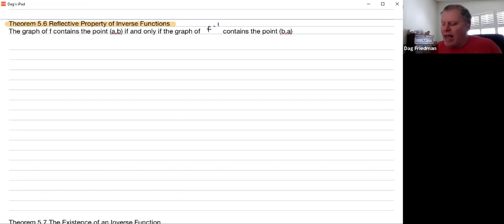Okay, which is why I highlighted this. I'm not trying to say this is more important than anything else. I just really want to focus your attention here that it's an important idea when we go to take the derivative. So just keep this idea in mind. Again, if the original function contains a specific point, like (7,2), then the inverse will contain the point (2,7). Okay, so keep that in mind.